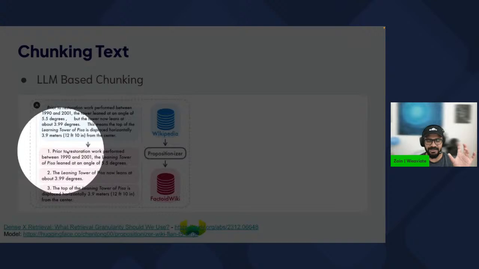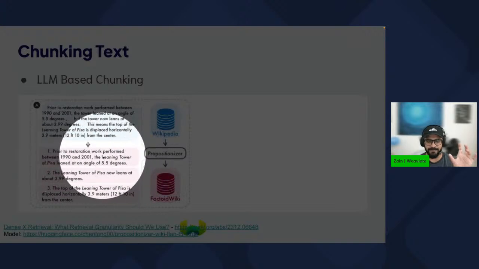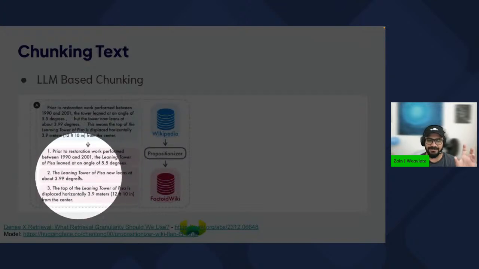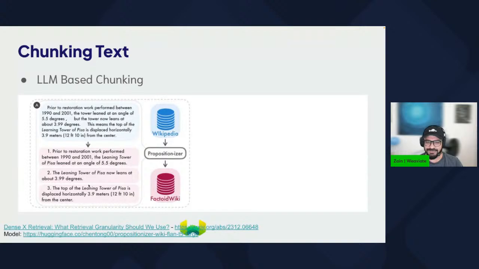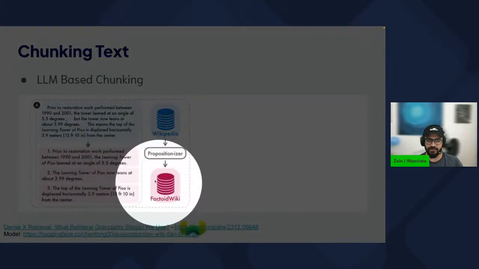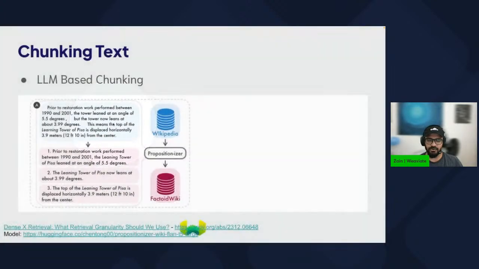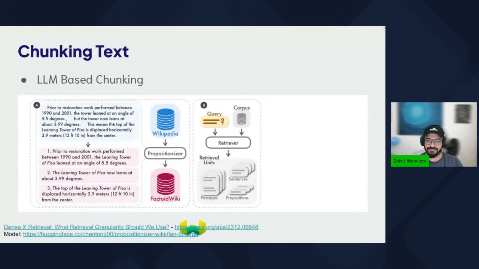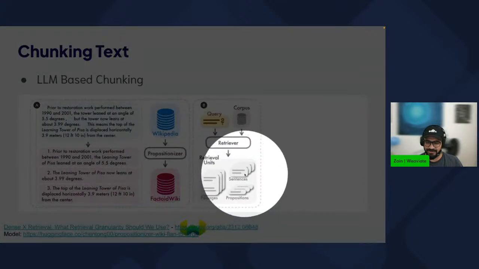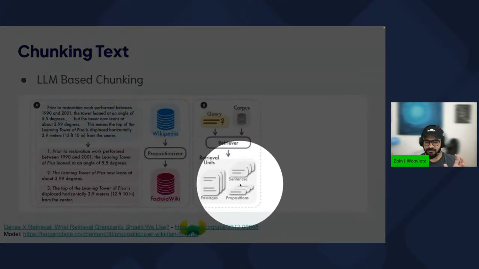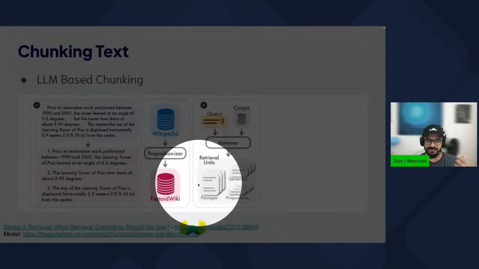So this is a self-supported sentence that can be understood just by reading it. This is another one. This is another one. And so you create this factoid wiki from your own documents. And then what you do is you can go in and you can define what retrieval unit you want. Do you want to retrieve propositions, or do you want to retrieve sentences or passages?